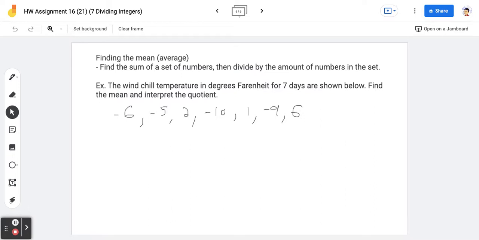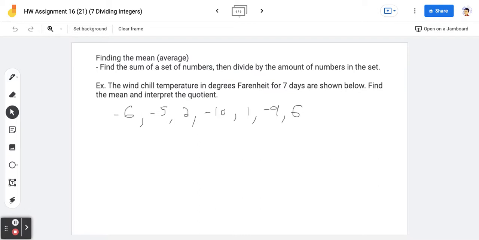So we're going to talk about finding the mean. When we find the mean, we talk about finding the average. So find the sum of a set of numbers, then divide by the amount of numbers in the set. And we'll use the numbers below. So here's the example. The wind chill temperature in degrees Fahrenheit for 7 days are shown below. Find the mean and interpret the quotient.